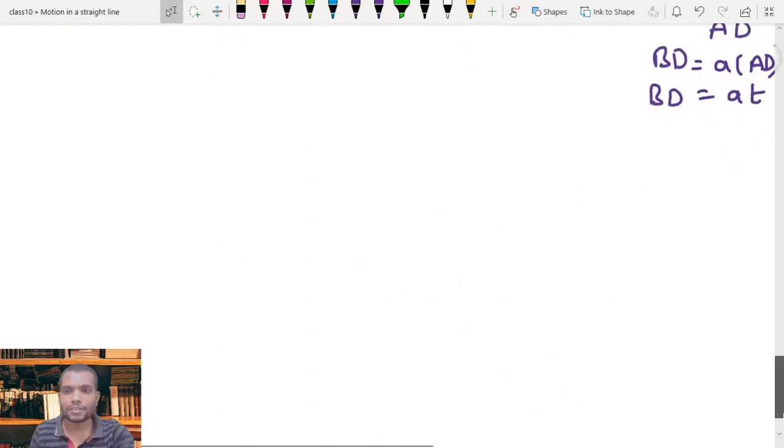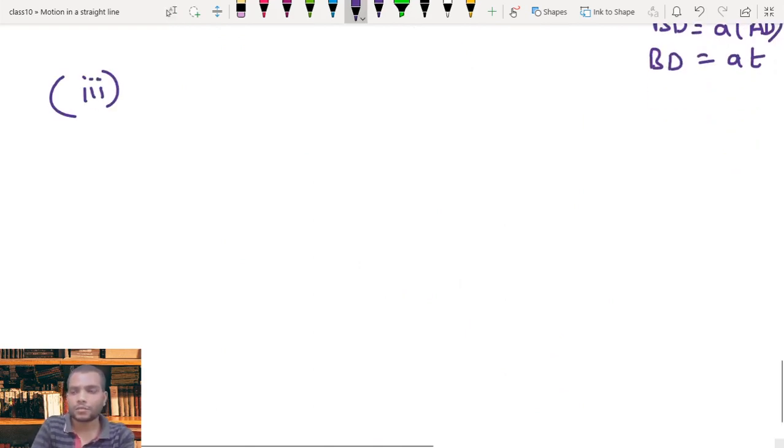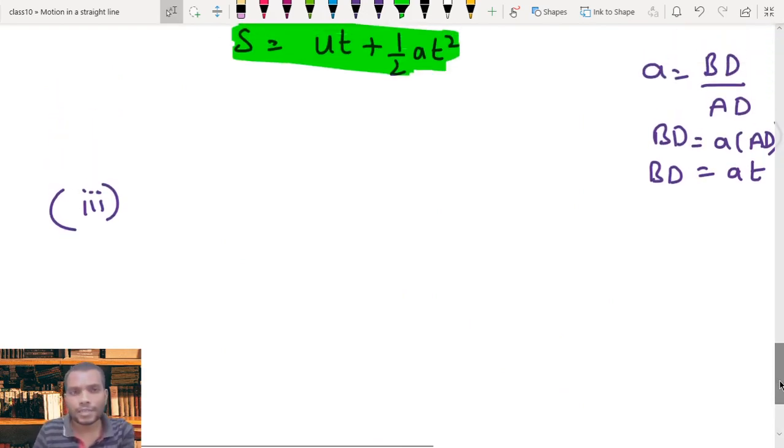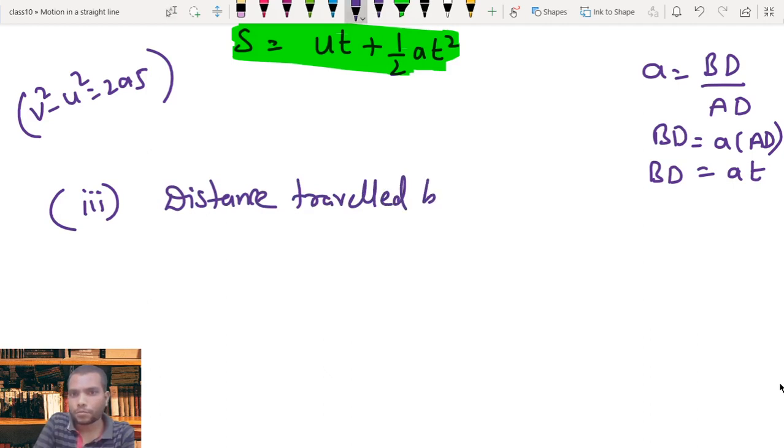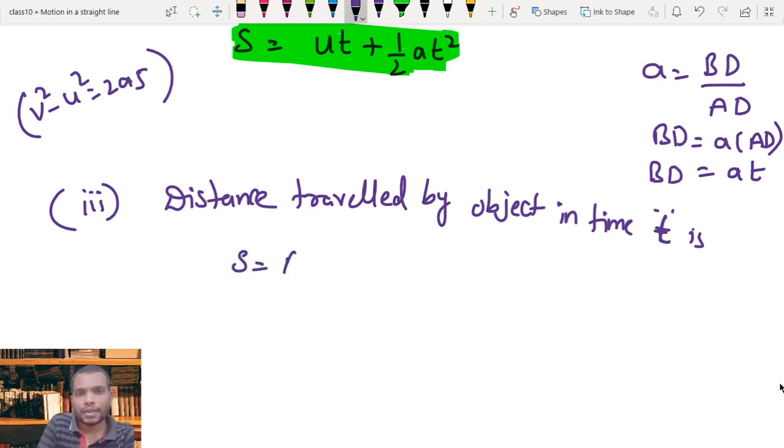And to derive the third equation of motion, let's derive it. The third equation of motion contains v square minus u square equal to 2as. So here it also contains 2as, it means distance. So here we can calculate that directly using the same approach. Distance traveled by the object in time t is, same, you can write that S equal to area of trapezium OABE.